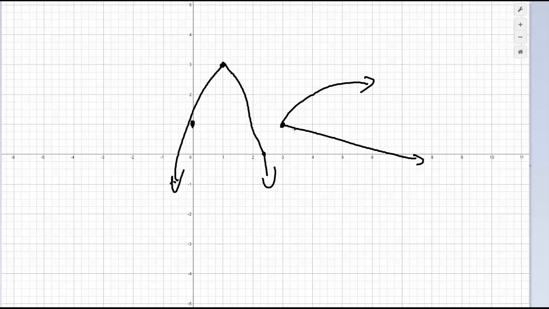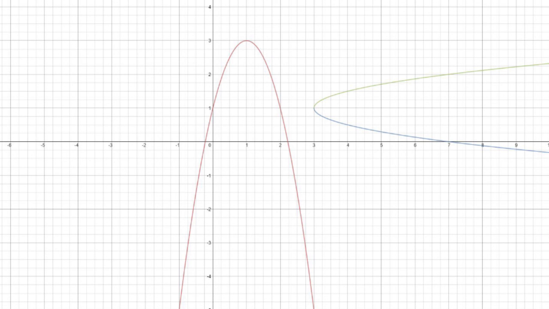Well, that's crappy enough. Let's bring in Desmos. Oh yeah.